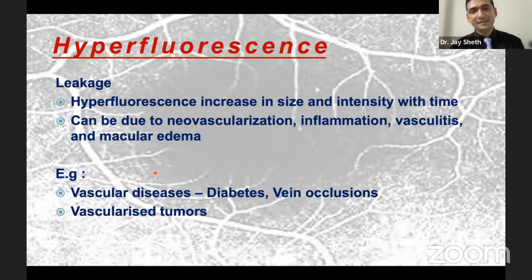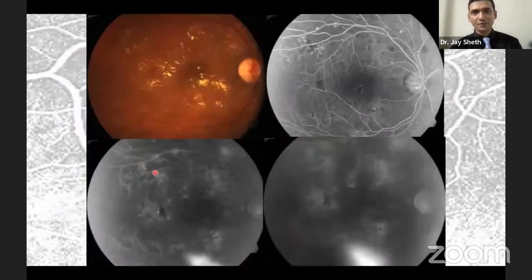The size increases, intensity increases. And it is usually there because of neovascularization of the tissue, or it can be because of inflammations, vasculitis, or vascular or macular edemas. So this is one of the cases that I had of a diabetic retinopathy.